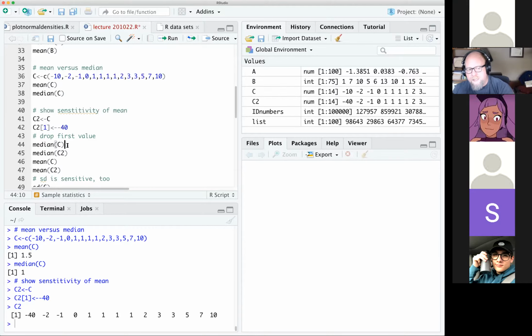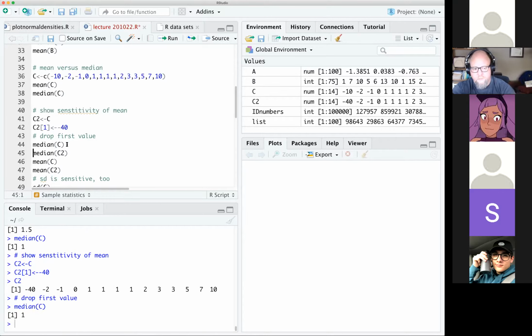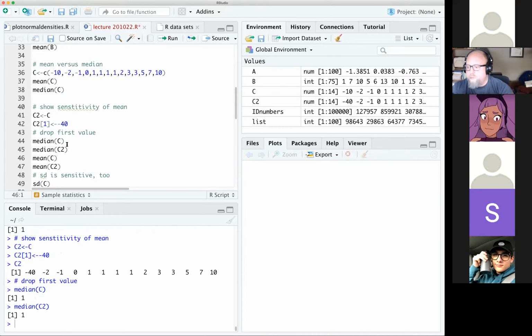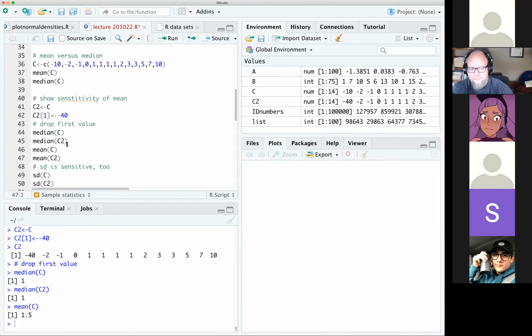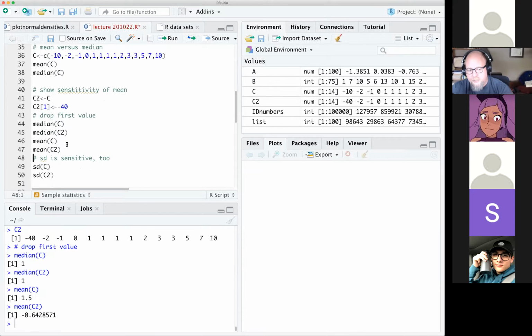So let's compare the median of the original data set with the median of the modified data set. The original median was 1, and the new median is still 1. So making that change to the data set didn't change the median, which is interesting. Now let's look at the mean. The mean was 1.5 before the change, and after the change, the mean now is -0.6. So the mean decreased by 2.